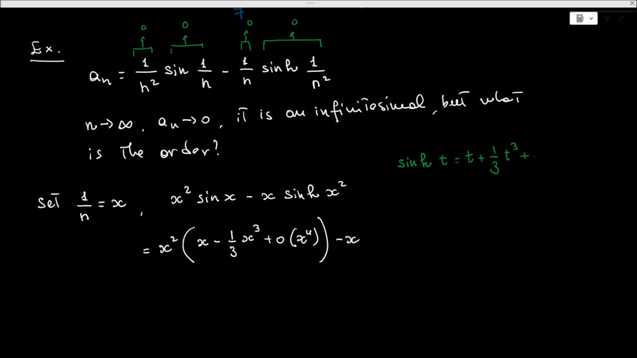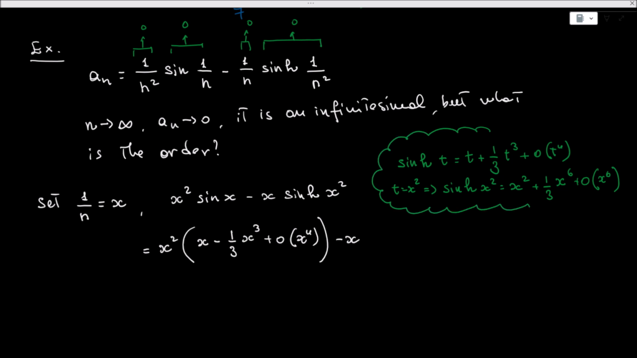Now, because we need to expand the hyperbolic sine of x squared, we will replace t with x squared, so that the hyperbolic sine of x squared will become x squared, right, plus 1/3 of x to the 6th, right, plus little o of x to the sixth. So these are basically the results that we need to use.